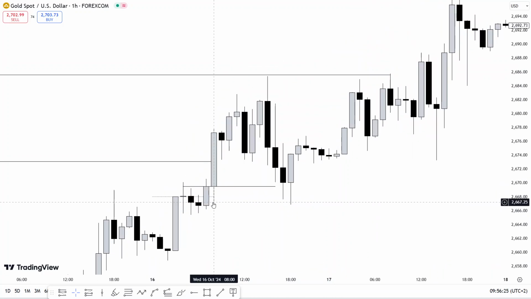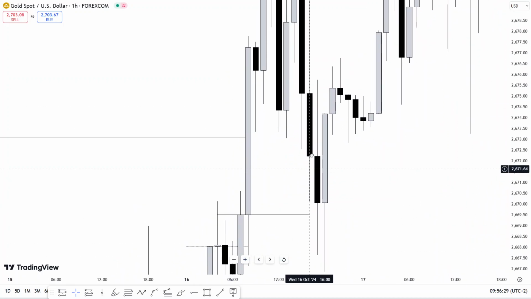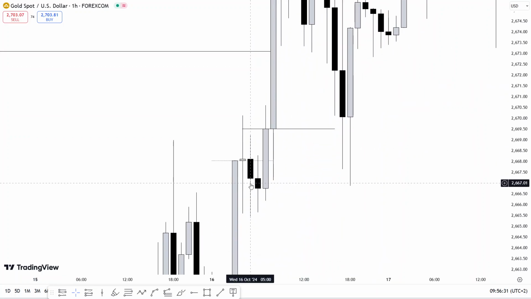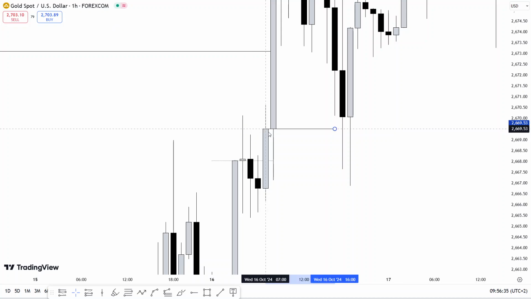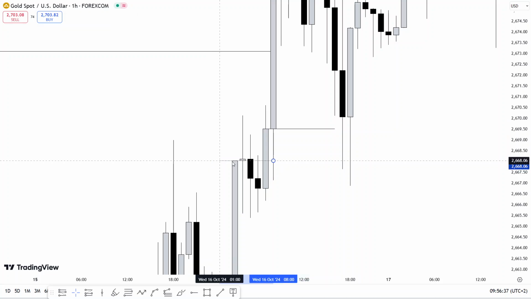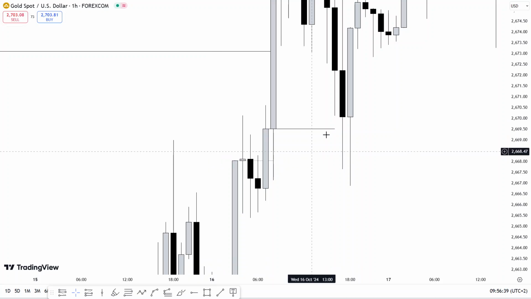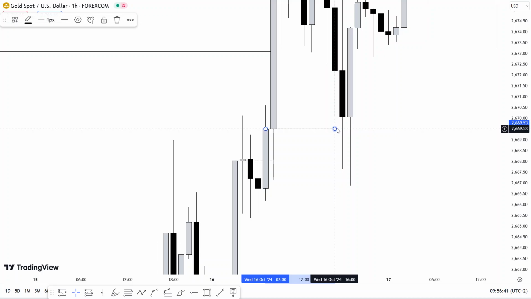So on the 1-hour, there's really not much that you could have done, unless maybe this level was not properly tapped into. We already tapped into this area, so there's really not much you would have done here on the 1-hour. I'm actually going to show you two trades, right? We're gonna go back to the 4-hour as well.